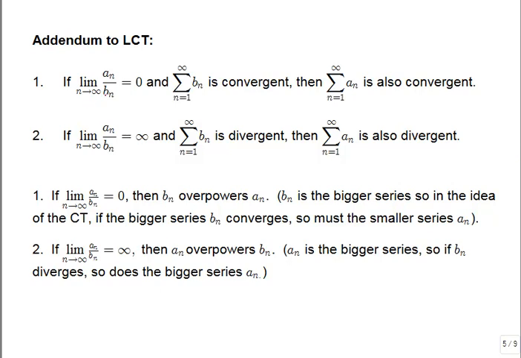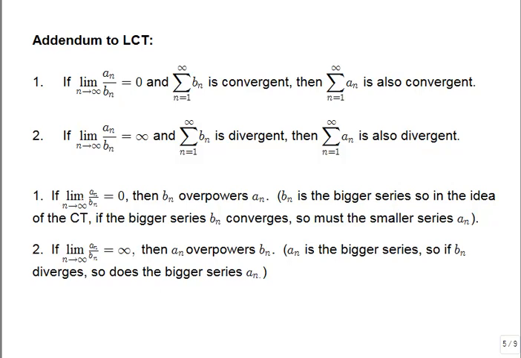If this limit turns out to be 0, and you know that your known series on the bottom converges, then that means the unknown series on the top must also converge. If your limit goes to infinity and your bottom known series diverges, then that means your top unknown series must be divergent as well. And the reasoning behind that is kind of the following.